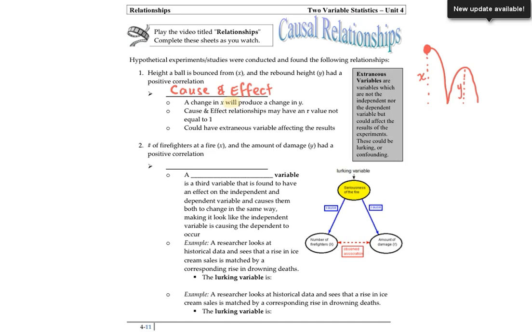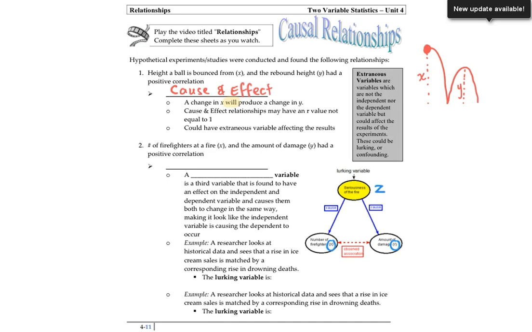The second example, we're going to look at the number of firefighters at a fire, which is the X variable, and the amount of damage, Y, and there was shown to be a positive correlation. In this case, the number of firefighters at the fire aren't going to be the ones that cause the amount of damage. What is actually happening is there is a third variable, a type of extraneous variable known as a lurking variable, and that would be the seriousness of the fire. We're going to call that a Z variable, and this Z variable is affecting the X variable, and it's also affecting the Y variable.